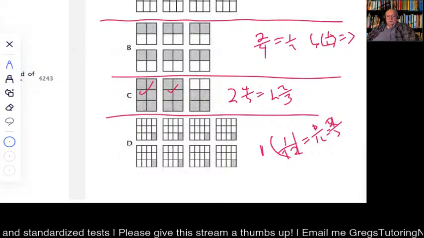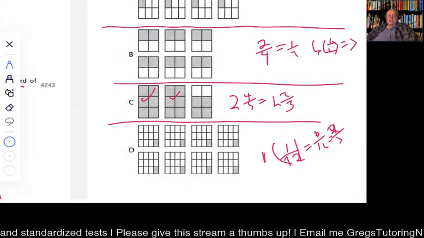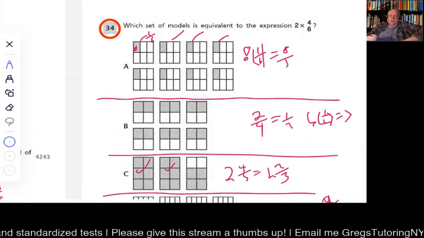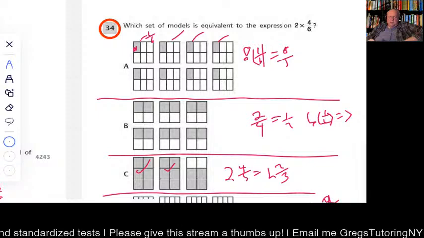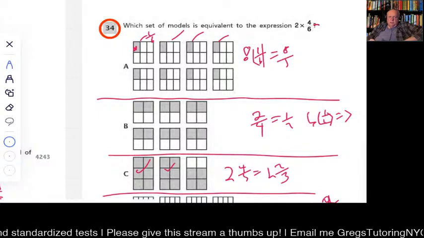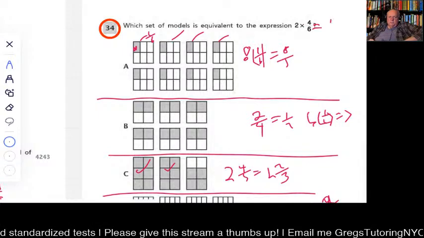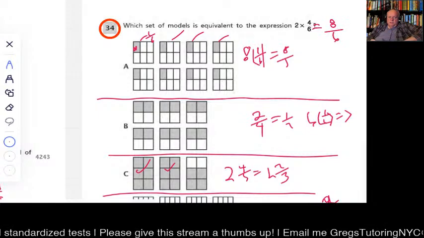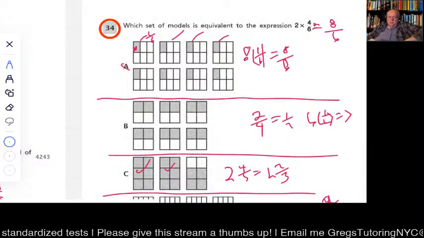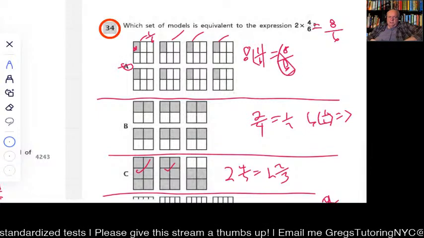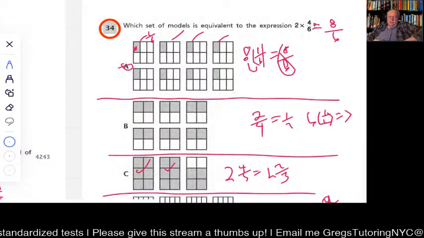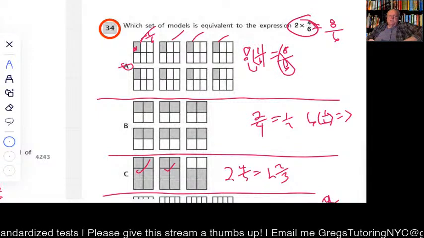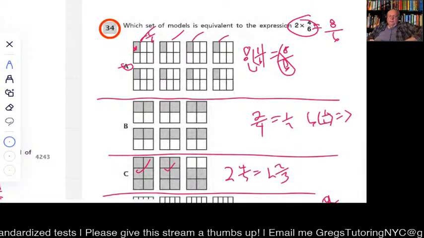Okay, so if we go back to the original problem, what exactly are they asking us? Which of these is equivalent to that? Well, if we actually multiply this out, instead of the question mark, we put an equal sign here, we get 4 times 2 is 8, and that's over 6. That turns out to be what A was, right? That's what we wrote here. It's 8/6, right? Each of these is a sixth, and there's 8. That's what it's asking here. It's just a different form, okay?